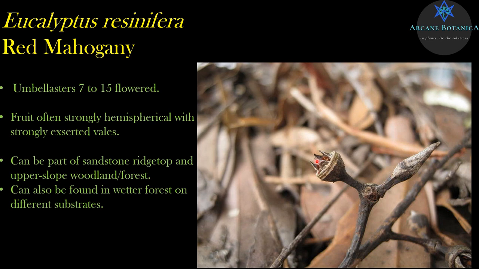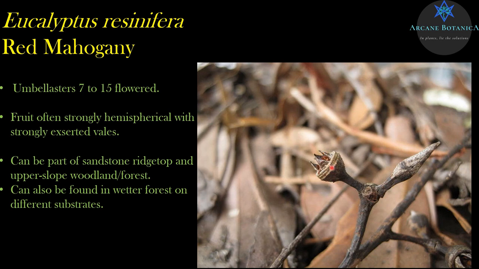I haven't really gone into the importance of the number of valves on any particular species on the fruit. A lot of the time a species will be described as having 3 to 4, 4 to 5. A lot of the time I don't find it very useful, but some eucalypts, you've got to look out for the number of valves on the fruit to give you a bit of direction on the species, or sometimes to nail the species down. But I don't really care how many there are here. They're just really strongly, beautifully exserted.